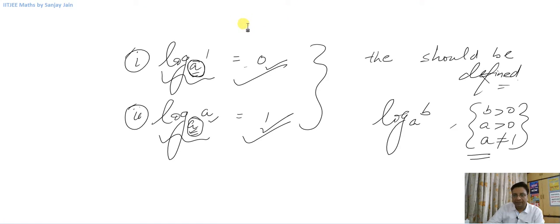So in this lecture, we will continue our discussion on logarithm. We will study some more properties of log apart from what we studied in the last lecture, right? In the last lecture, we discussed these two properties where log 1 to the base a is equal to 0 and log a to the base a was equal to 1.